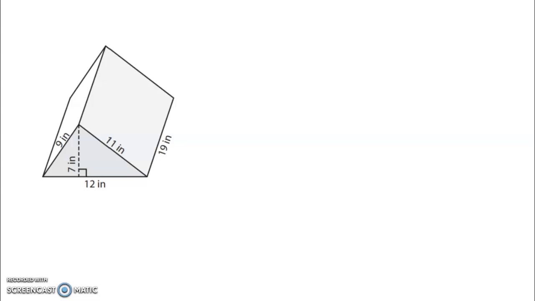So we need to find the surface area of this triangular prism. And for surface area, we're going to start with finding the area of the triangle bases. And there are two of them. We want to use the lines that are creating the right angle. So that's going to be the 7 and the 12. So for the triangles, I'm going to have 1/2 times 12 inches times 7 inches.